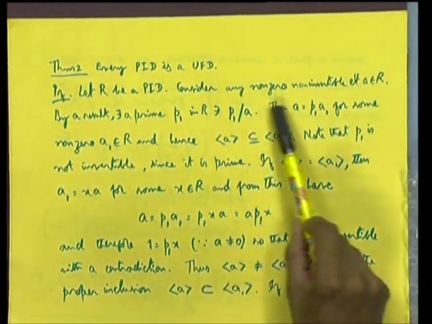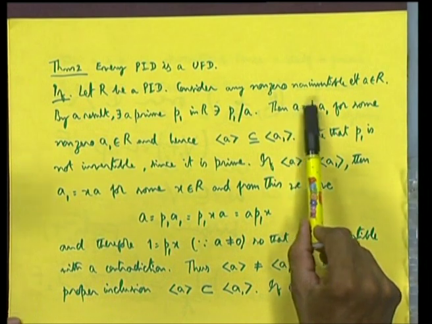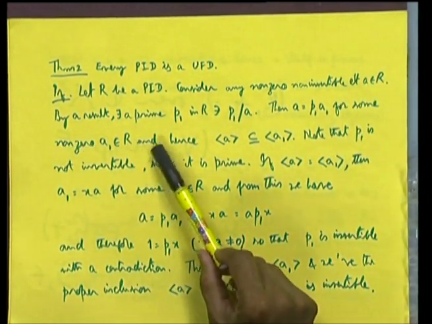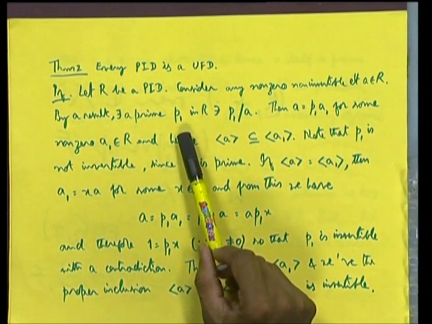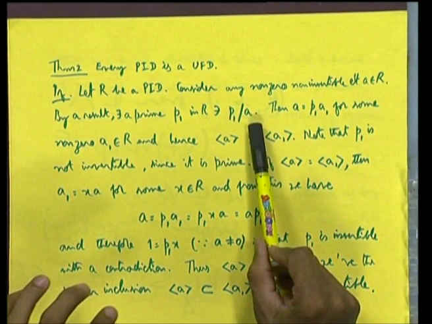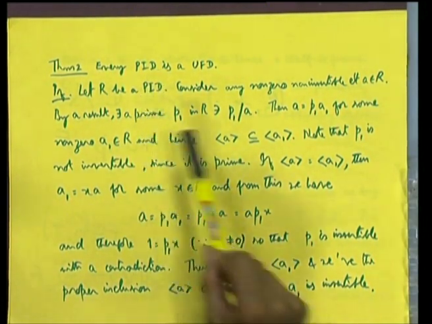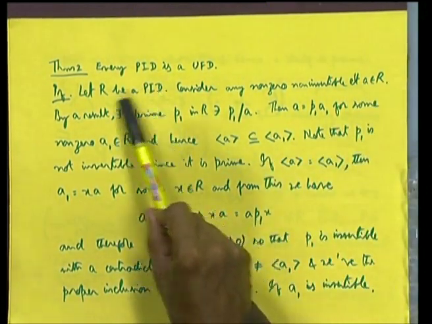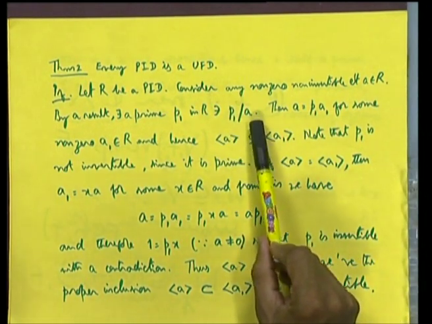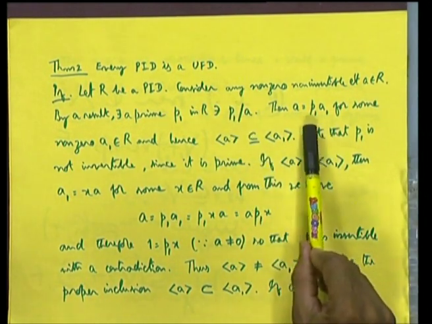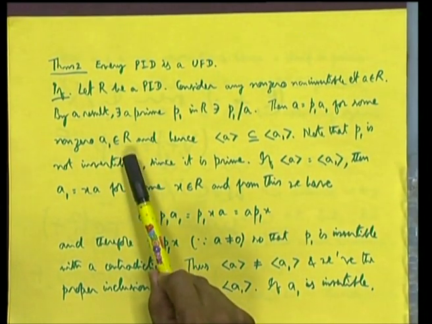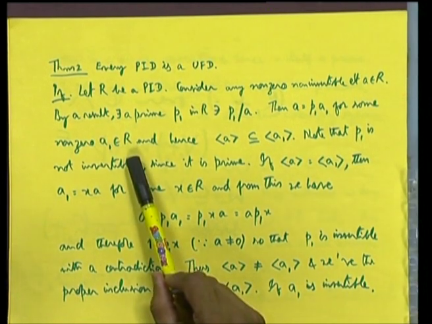So, let us start with a non-zero, non-invertible element a from R, and we can obtain a prime element P1 in R such that P1 divides a. This comes from the property of a principal ideal domain. a is coming from R, meaning P1 is a factor of a. Therefore, we have a = P1 a1 for some a1 coming from R.